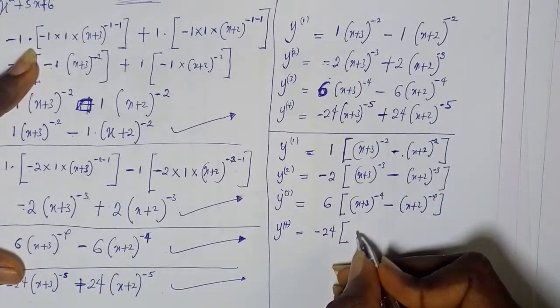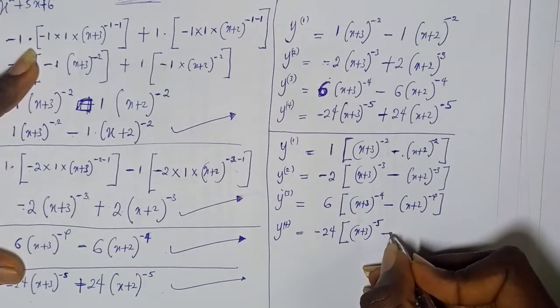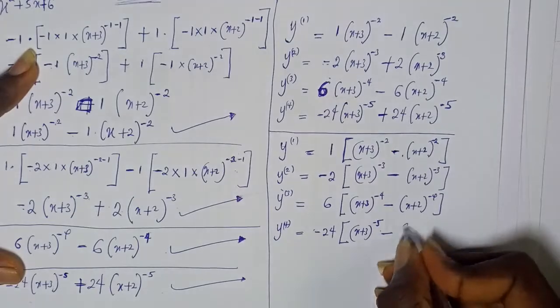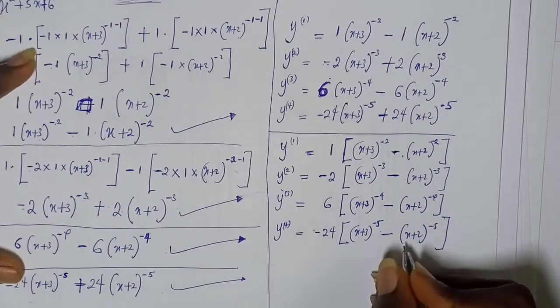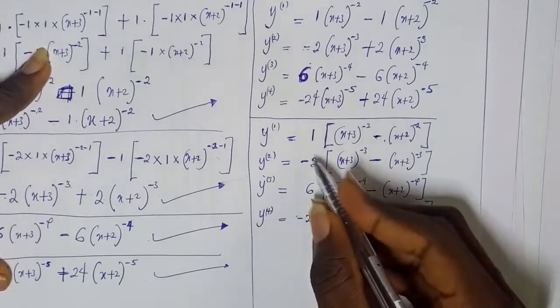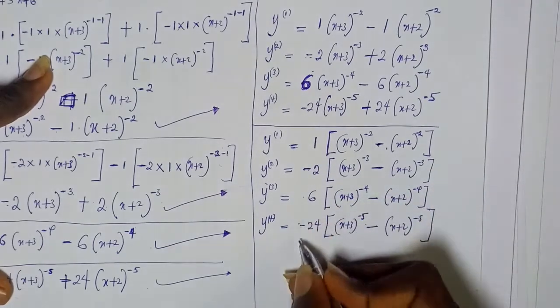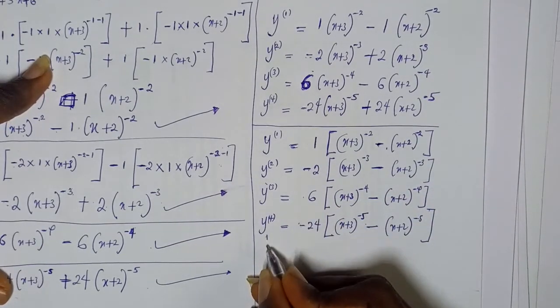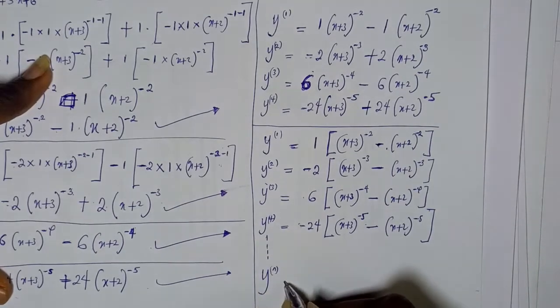Then I will end up having (x+3) raised to the power of negative 5, minus and minus is plus, (x+2) raised to the power of minus 5. So it's making sense. From this case, I notice that I have a positive sign, negative sign, positive sign, negative sign. So that shows, okay, I want to generalize up to the nth derivative.